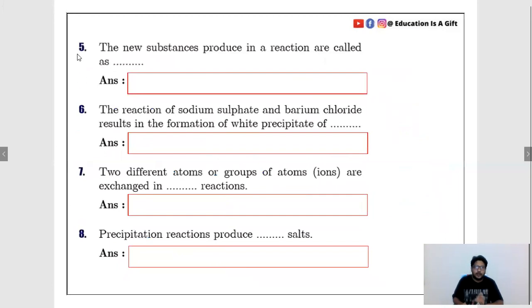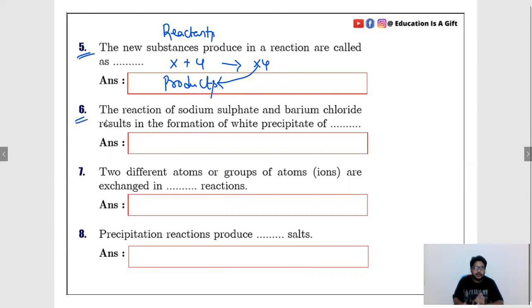Fifth one. The new substances produced in a reaction are called dash. If you see, X plus Y gives rise to, let us take XY, right? X and Y, which are participating in the reaction, are known as reactants, and XY is a new substance produced, known as product. This XY is product. Hence, answer is product or products.